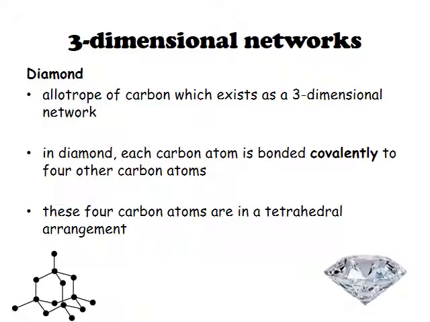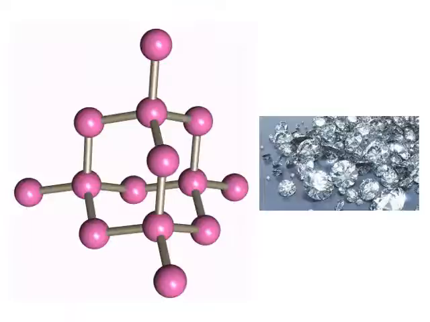So in terms of the 3-dimensional networks, looking at silicon dioxide and diamond. So diamond first, an allotrope of carbon, just like graphite, but instead of being in these 2D layers, it's actually in a 3-dimensional network. So every carbon is bonded to 4 adjacent carbons, and it's bonded covalently. And these 4 carbon atoms form a tetrahedral arrangement, which you can see on the slide there. And that's just a close-up of that arrangement. Each individual carbon atom is bonded to 4 carbon atoms, so strong intra and intermolecular bonding.